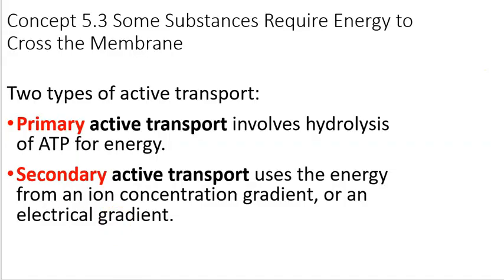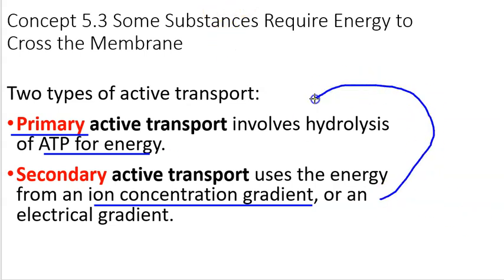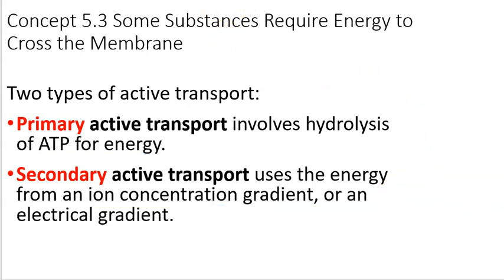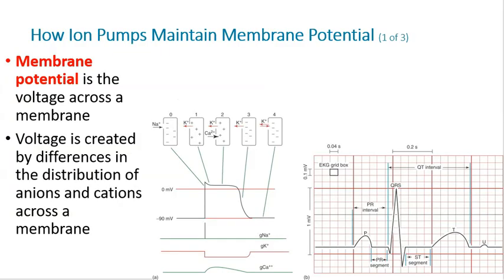Okay, there's 2 types of active transport. There's primary active transport, which is directly using ATP, and then secondary active transport uses the energy from an ion concentration gradient that was set up by primary active transport. Okay, so it's set up by this. The best way to learn this is an example here in a second.